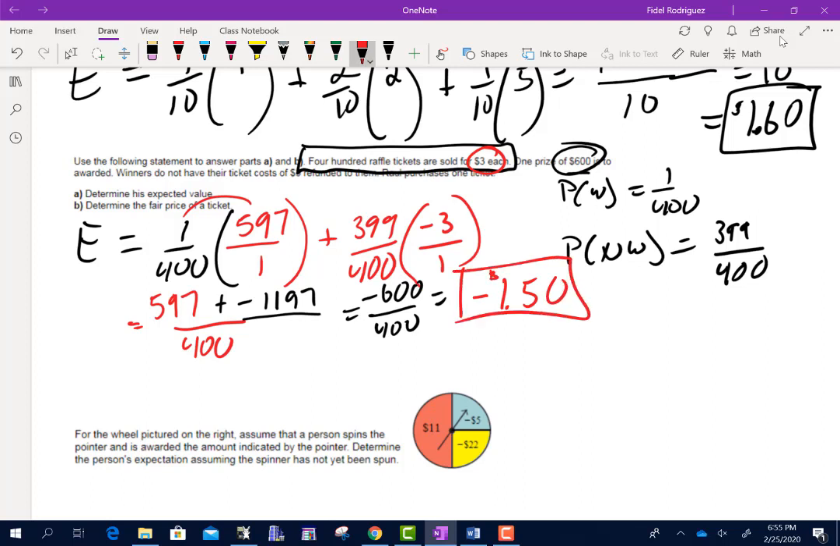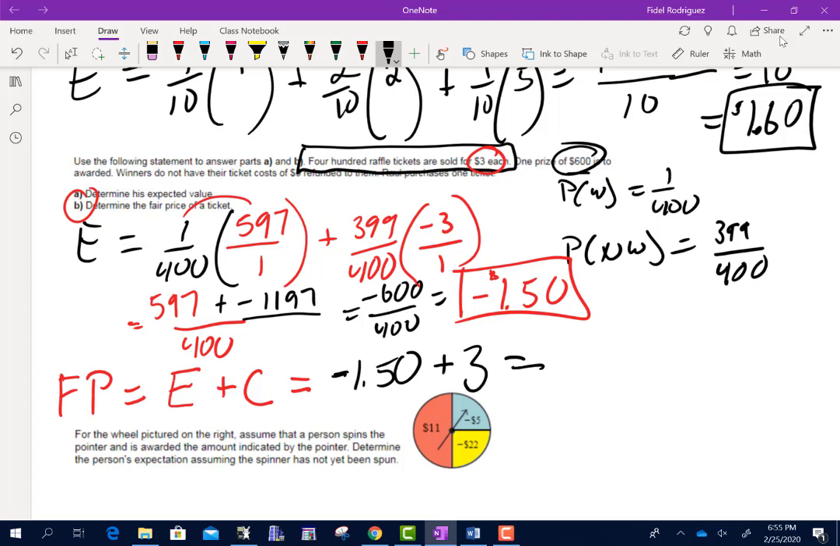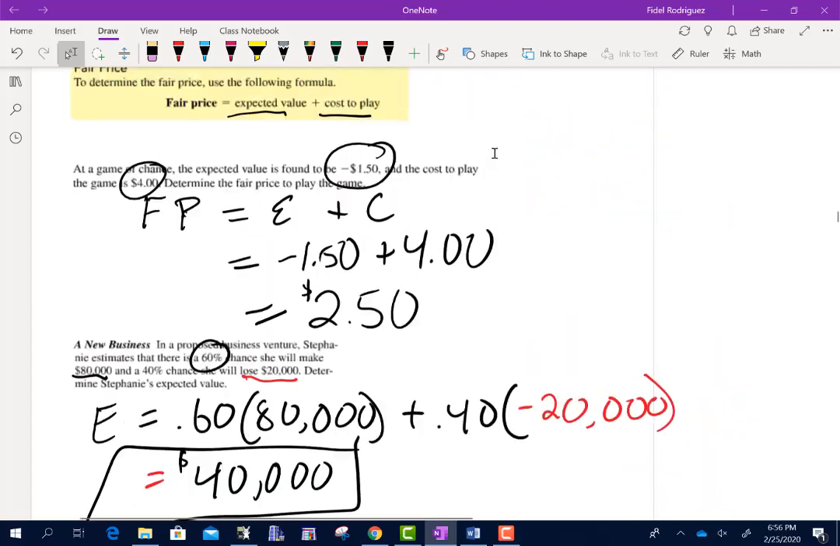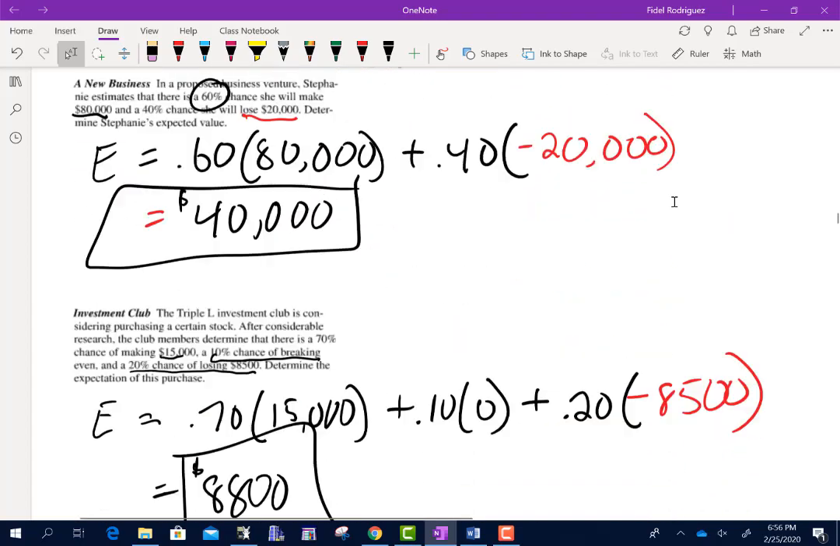Now, for part B, they're asking us to find the fair price. So the fair price is the expected value plus the cost to play. Our expected value was negative $1.50. The cost to play the game was $3. So negative $1.50 plus $3, the fair price would be $1.50. Again, guys, all I did here was use our formula right here, expected value plus cost to play.